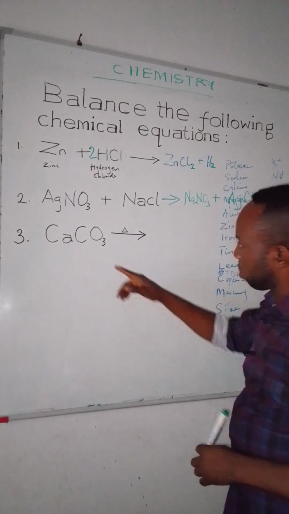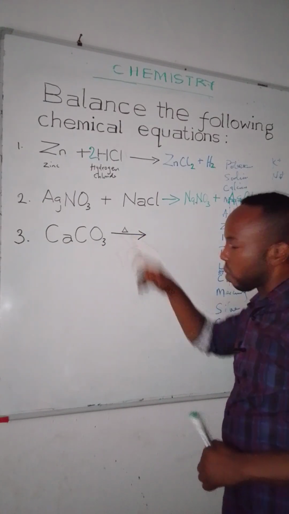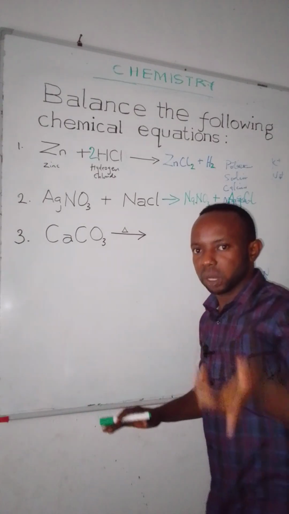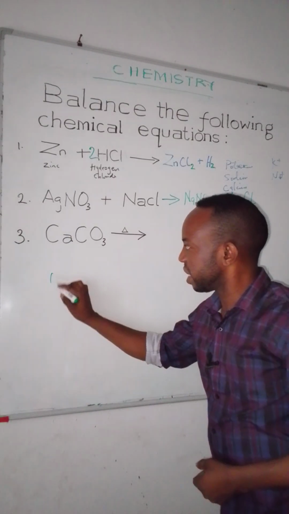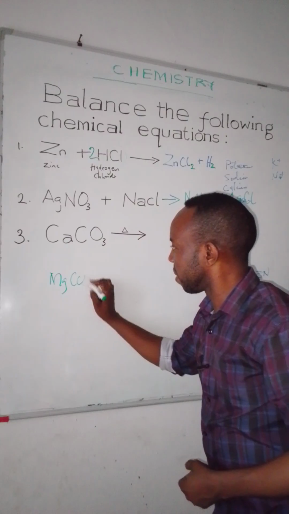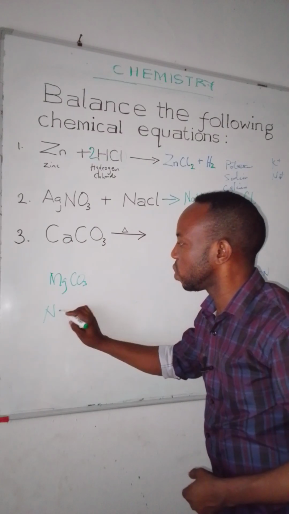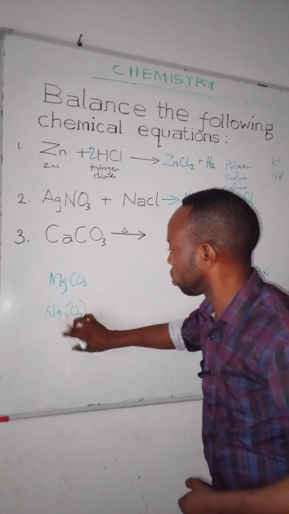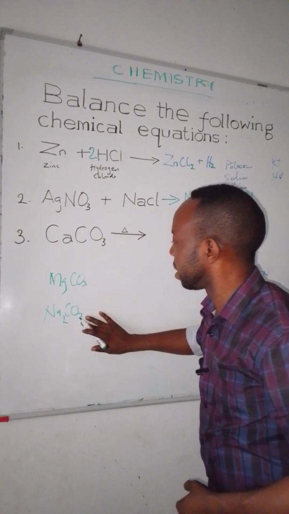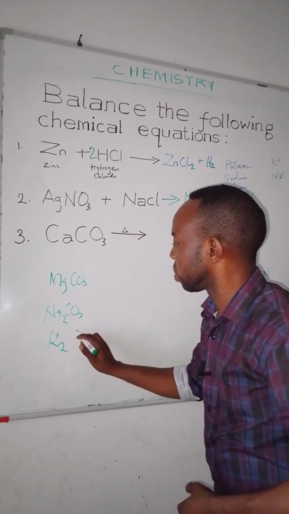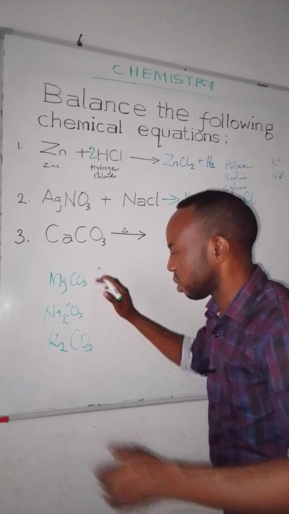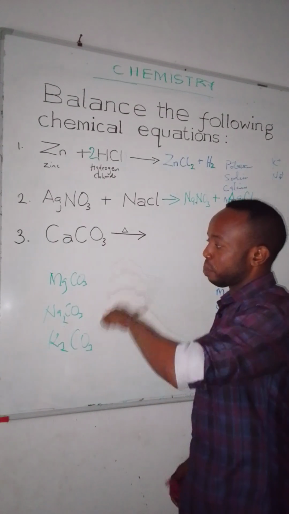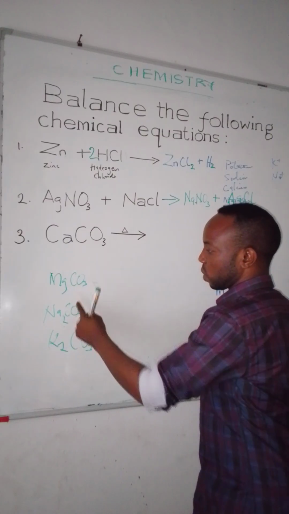Okay, now this is calcium trioxocarbonate 4. All trioxocarbonate 4s. What I mean by all trioxocarbonate 4s, you can see magnesium trioxocarbonate 4. You can even see sodium trioxocarbonate 4, and the rest of them, potassium trioxocarbonate 4. We call them trioxocarbonate 4s. But the name of the trioxocarbonate 4 depends on which metal is attaching to it.